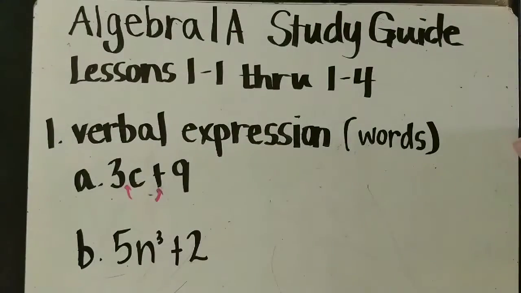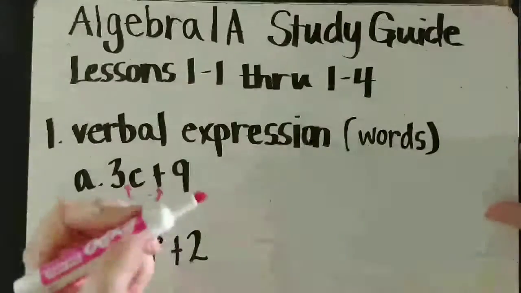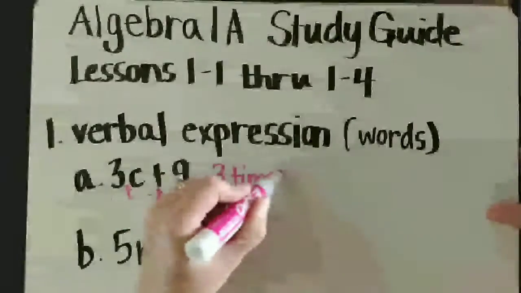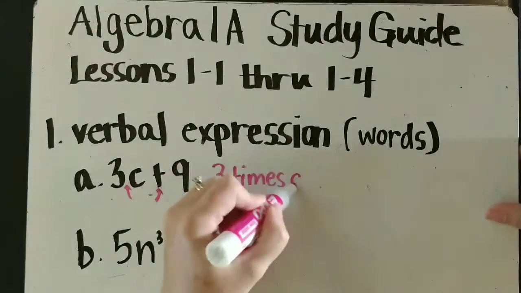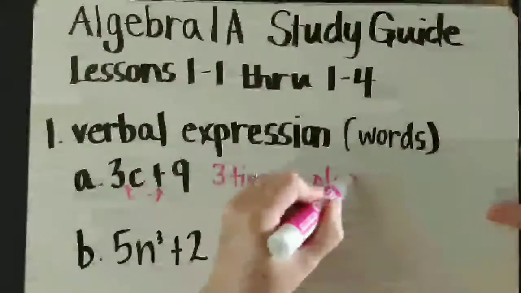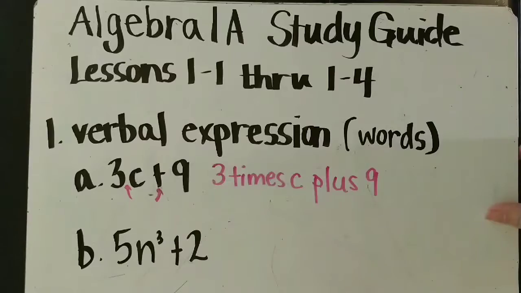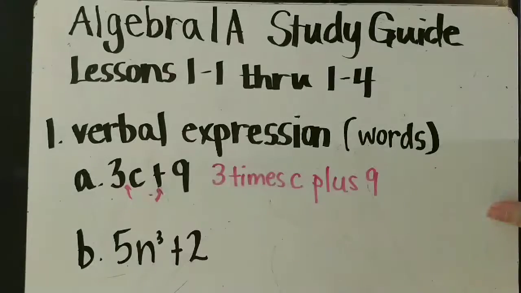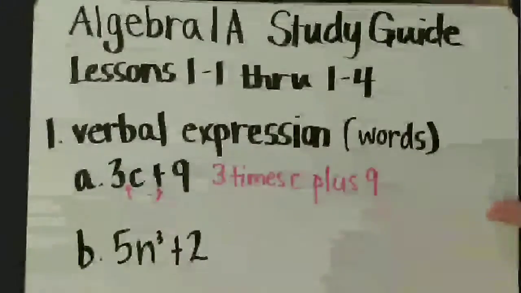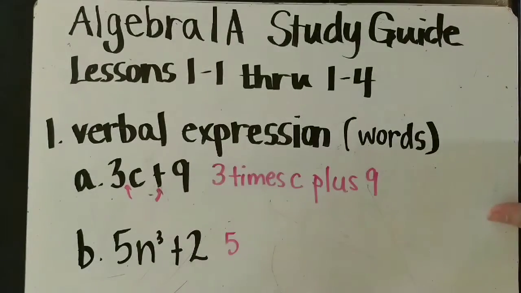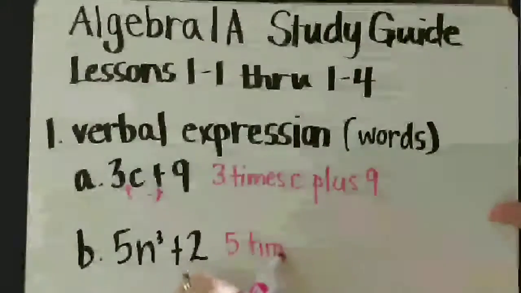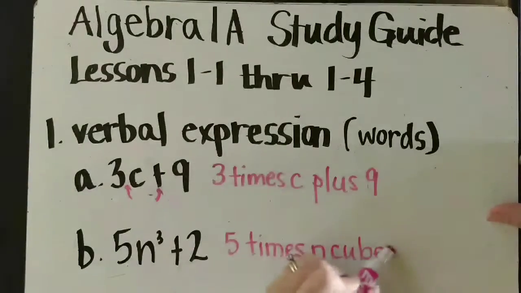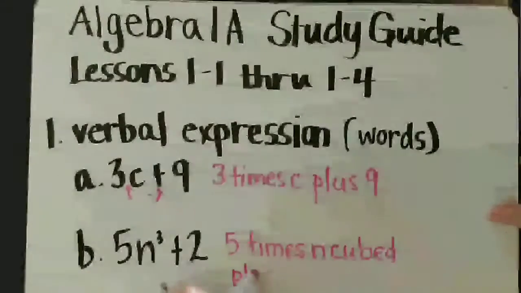For this problem, one example of a correct answer would be 3 times C plus 9. Now I would like for you to try example 1B. Here is one possible answer: 5 times n cubed plus 2.